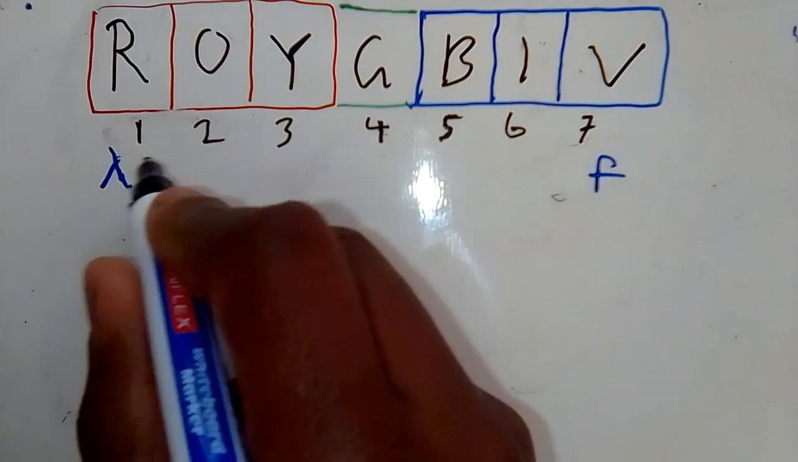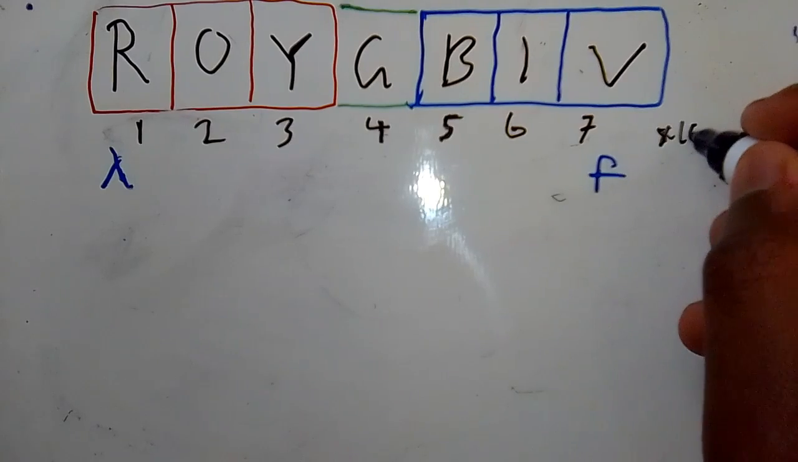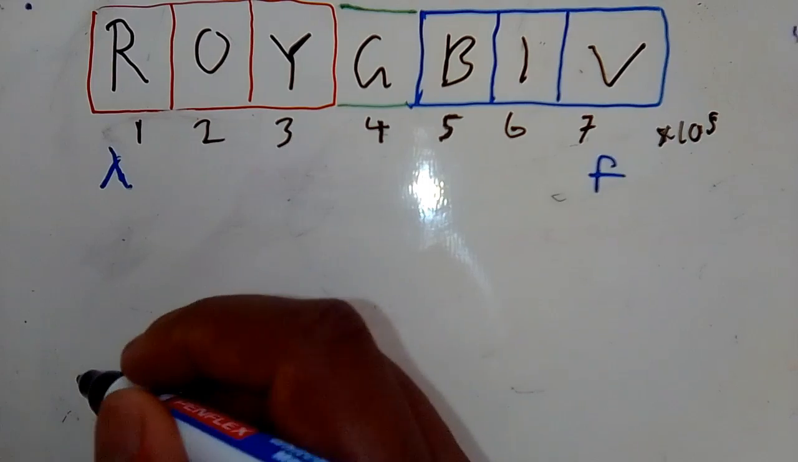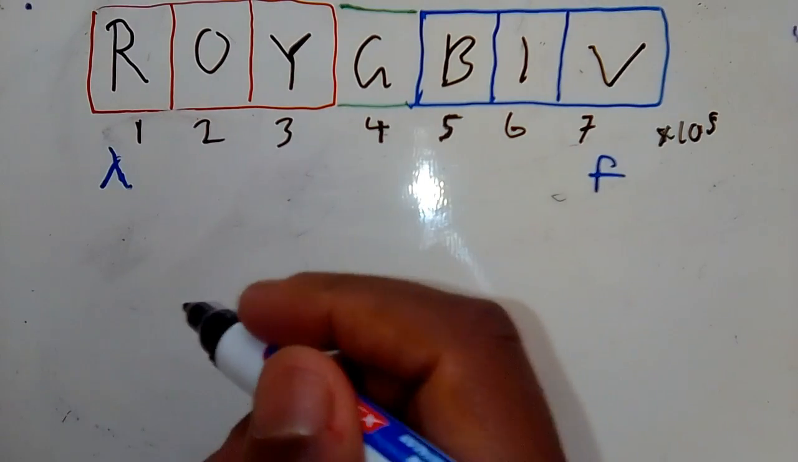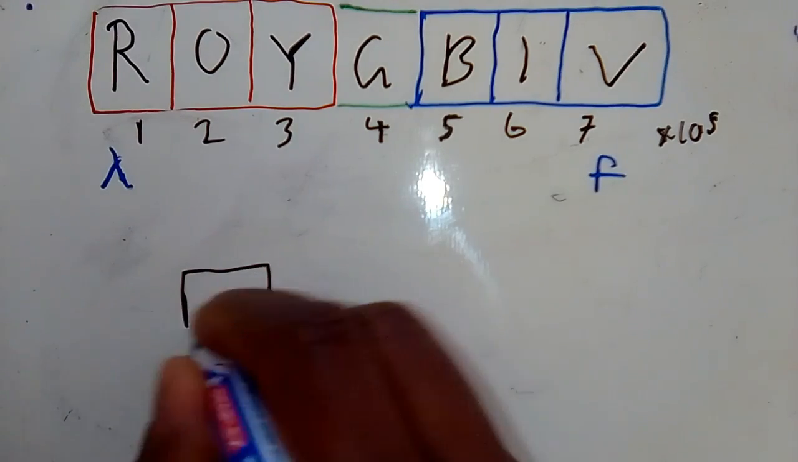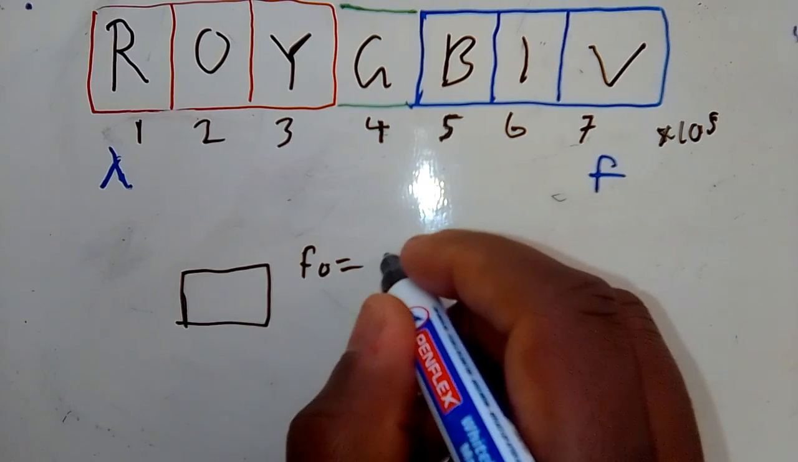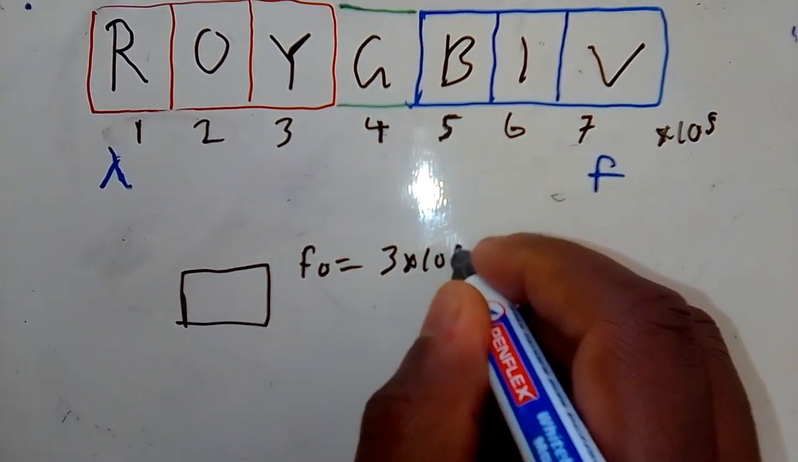Alright, so now let's just say these are frequencies, and each of these is times 10 to the power of 5. So let's say each of these is the frequency of a light. The frequency of red light is 1 times 10 to the power of 5. And let's say this certain metal has a threshold frequency of 3 times 10 to the power of 5.